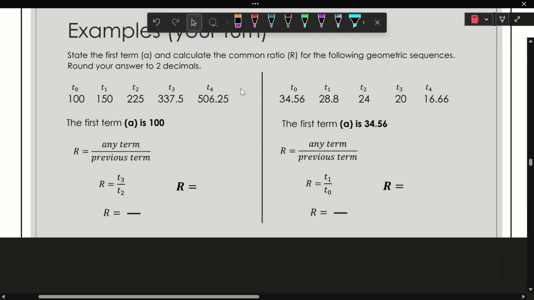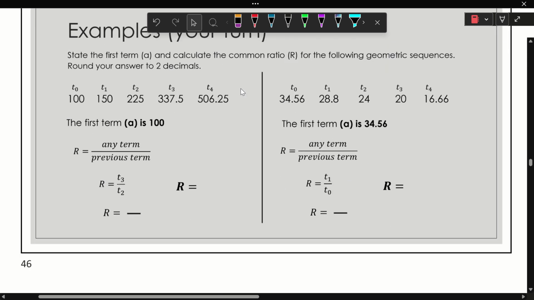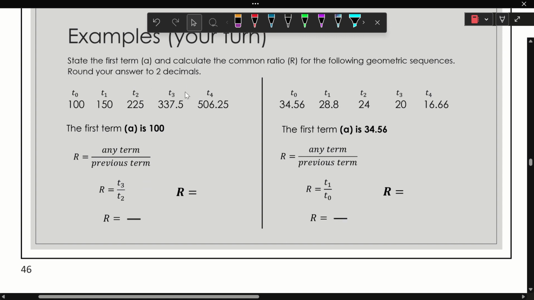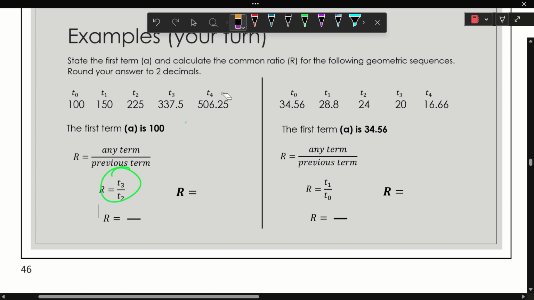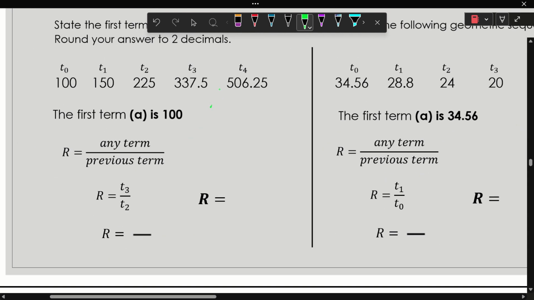Alright, so I want you to try and do these ones on your own. So for this question, it says to state the first term, which is already there, but I want you to find the common ratio for these two. You use the suggested terms. You can actually use any, because for this question, I can use, for example, T4 and then T3. That's fine, because it'll give me the same answer as T3 and T2.